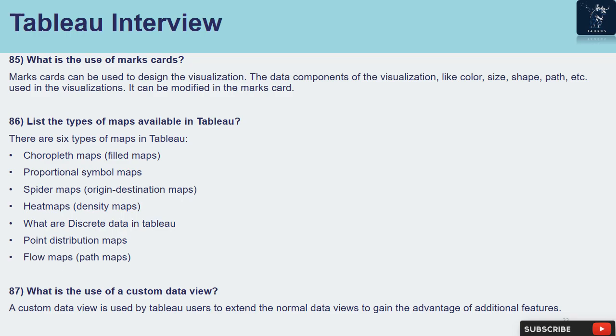86. List the types of maps available in Tableau. There are types of maps in Tableau: choropleth maps, filled maps, proportional symbol maps, spider maps, origin destination maps, heat maps, density maps, point distribution maps, flow maps, path maps.